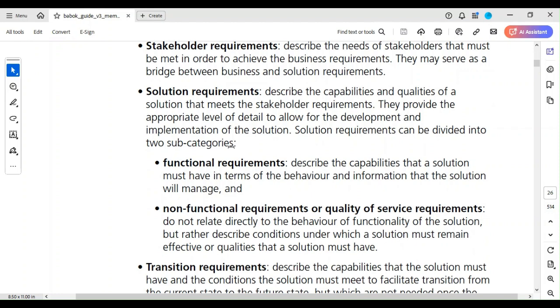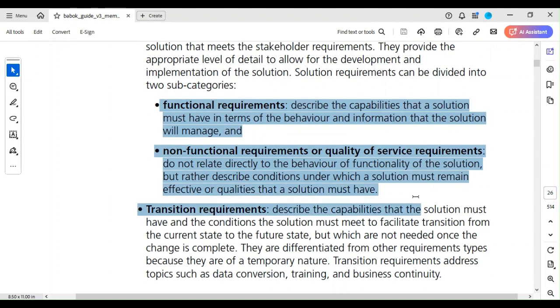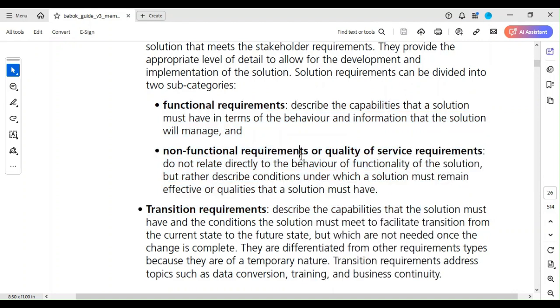So, solution requirements describe the capabilities and qualities of a solution that meets the stakeholder requirements. They provide the appropriate level of detail to allow for the development and implementation of the solution. Solution requirements can be divided into two subcategories: functional requirements and non-functional requirements. I love these requirements anyways. So the functional requirements describe the capabilities that a solution must have in terms of the behavior and information that the solution will manage. Please, I wanted you to have these two at the back of your mind. They are very important whenever you are doing your simulator.